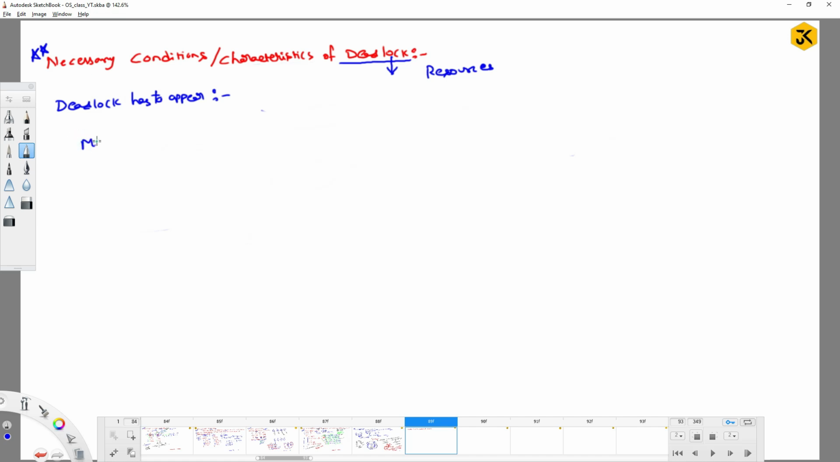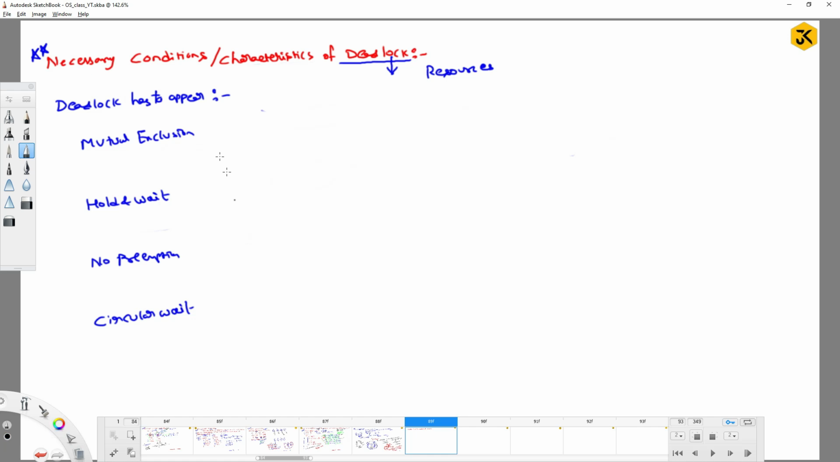One will be mutual exclusion, another one will be hold and wait, and no preemption, and the last one is circular wait. Because of these, if one of these four exists, there might be a chance of deadlock occurring. What is the general meaning of all this?